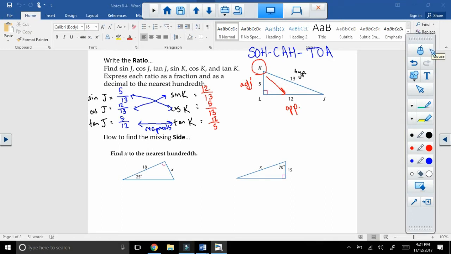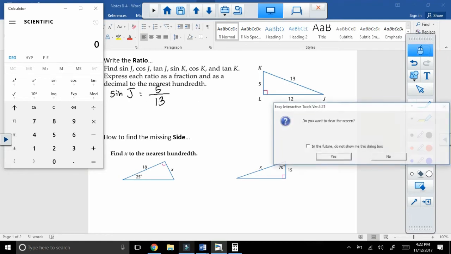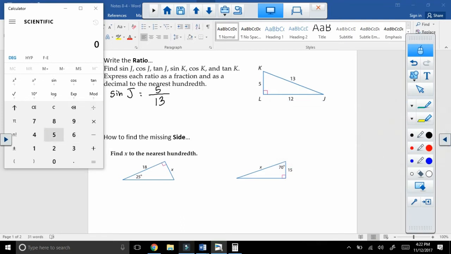I'll grab mine. And when I grabbed mine, I deleted everything on accident. So let me just set up one of these again real quick. The sine of J was 5 over 13. No, I do not want to clear the screen this time. So 5 over 13, what this is asking you to do is just divide this and round it to the nearest hundredth. So this right here would be about 0.38.